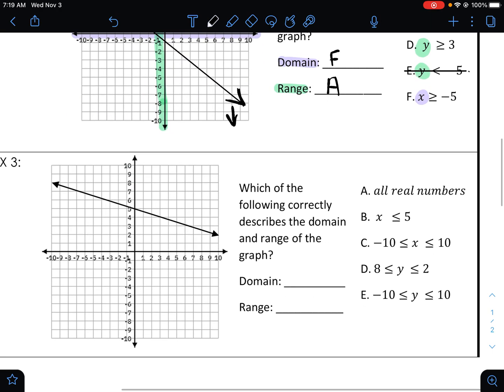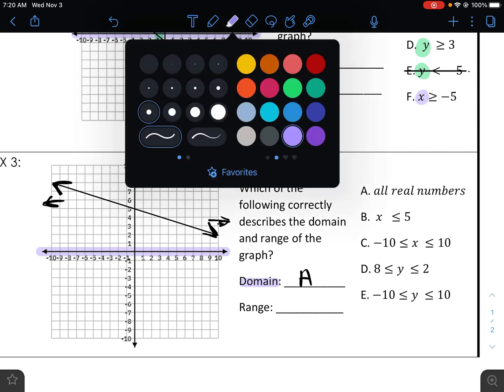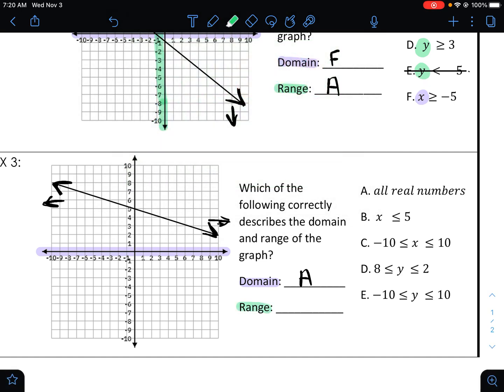Looking at the last one, I notice that I have 2 arrows on both sides, which means it is going in every direction, but let's focus on one thing at a time. As far as the x-axis goes, my domain, it is always going to the left and it is always going to the right, so it's covering all of the numbers, which would tell me all real numbers is my answer. If I'm looking at the range, the y values on the y-axis, it is always going down and it's always going up, so again, it would be all real numbers.